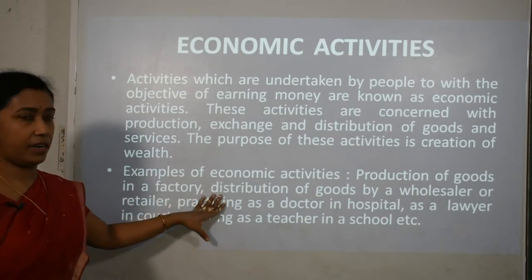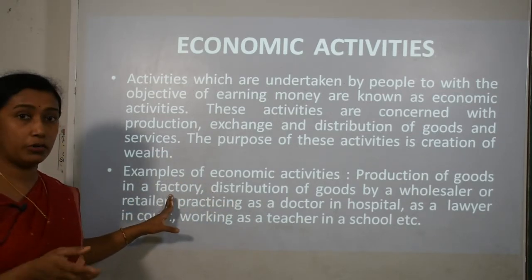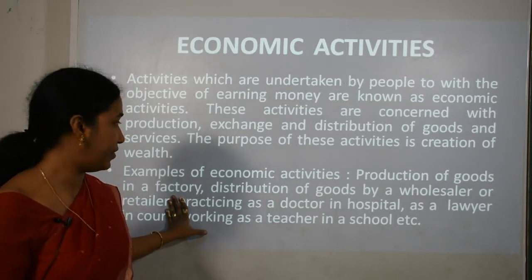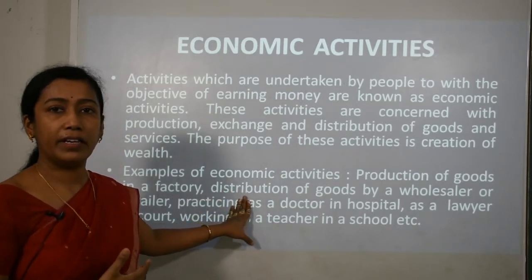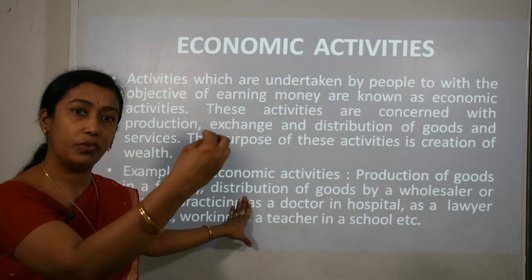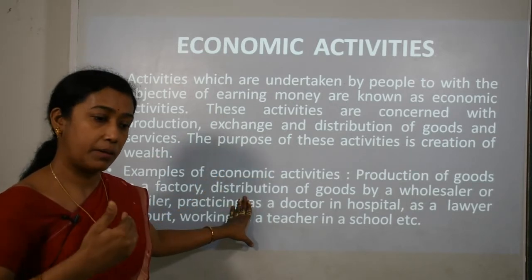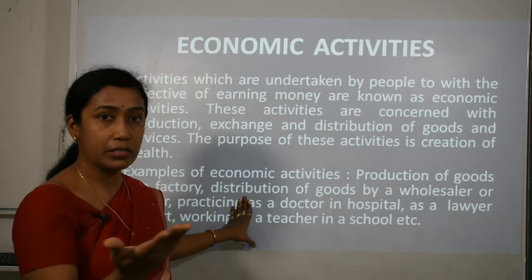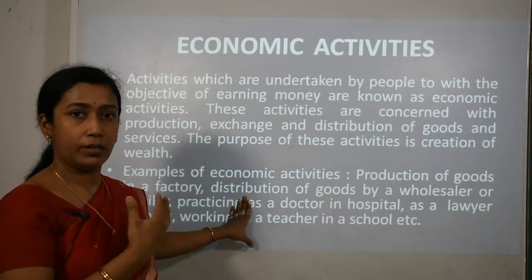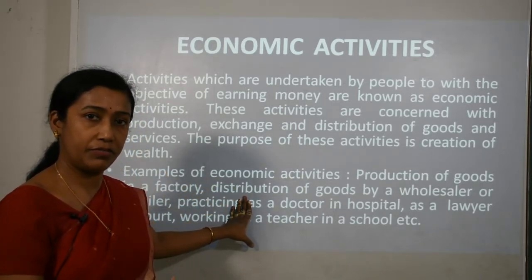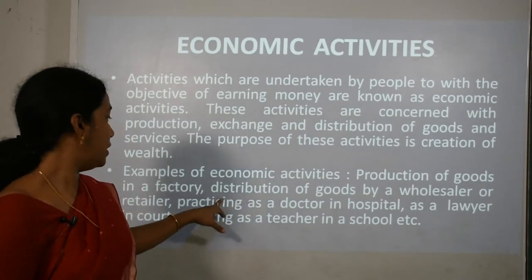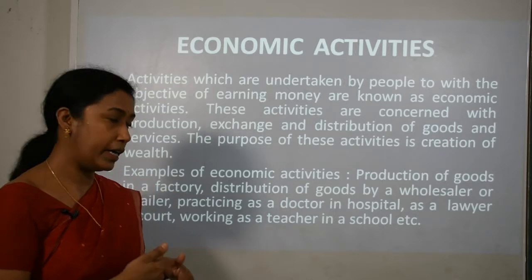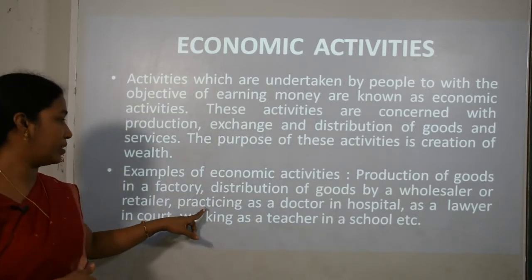Some examples: production of goods in a factory, whenever goods are produced or manufactured. Why are they produced? For supplying them into the market and fulfilling the needs of various customers. So production or manufacturing in a factory is an economic activity. Distribution of goods by a wholesaler or a retailer is also an economic activity.